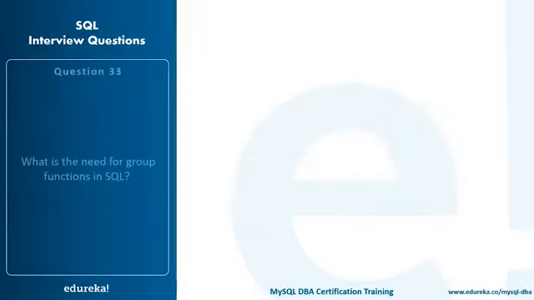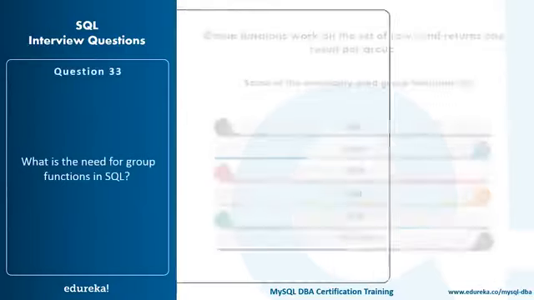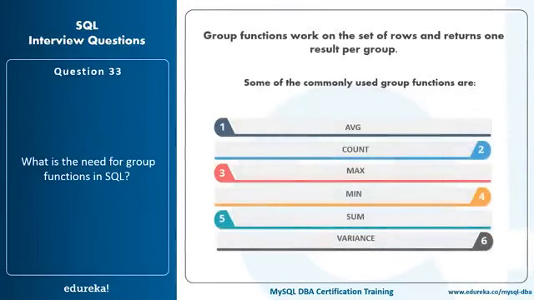Now let's move forward to our next question: what is the need of group functions in SQL? Group functions work on a set of rows and return one result per group. Some of the most commonly used group functions are average, count, max, min, sum and variance. So the need of group functions in SQL is that they work on a set of rows and return one result per group.